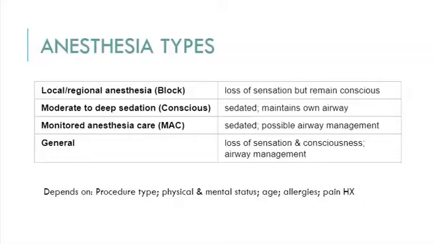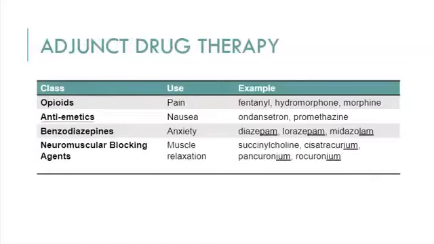The patient will be sedated and may even need an artificial airway placed, but this isn't as deep of a sedation as general anesthesia. With general anesthesia, the patient loses all consciousness and sensation and requires an artificial airway to be placed. You really don't need to know a whole lot about the medications that are on this slide, but I do want you to be familiar with them and know that they are often used with surgery patients.